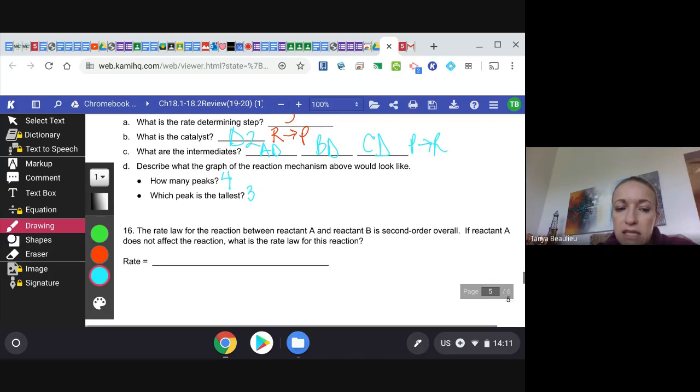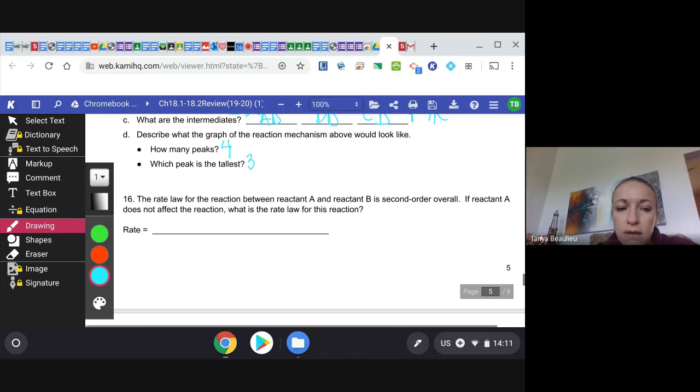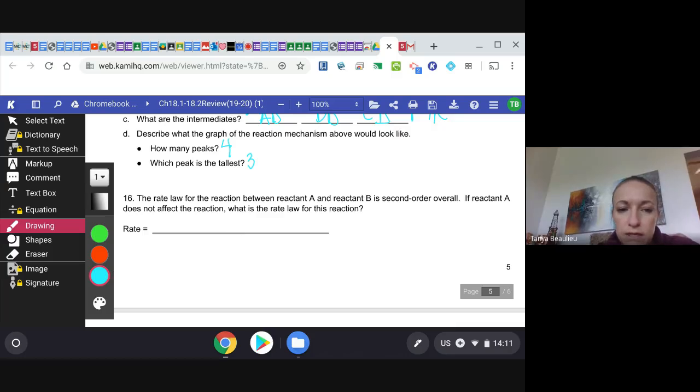All right, 16 is a very common question. It was a common question on our homework as well, something like this one. So the rate law for a reaction between reactant A and B is second order overall. If reactant A does not affect the reaction, what is the rate law for this reaction?